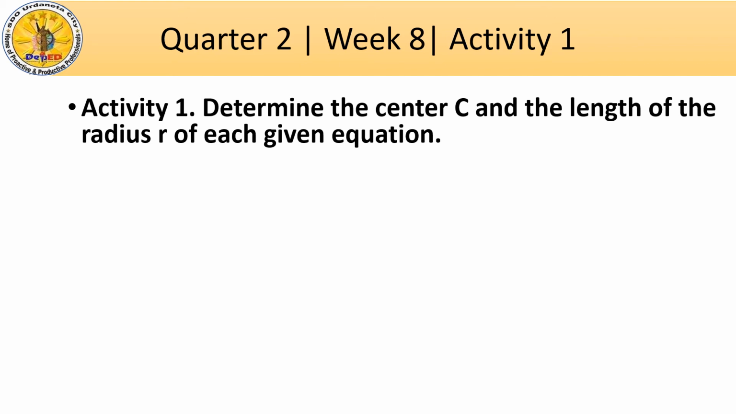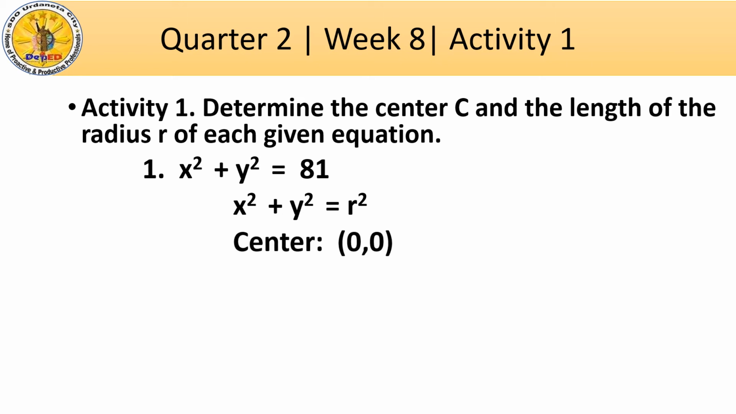Now, let us determine the center C and the length of the radius R of each given equation. Activity 1, number 1, x squared plus y squared is equal to 81. So, using your equation where C is 0, 0, we have x squared plus y squared is equal to r squared. Therefore, the center is 0, 0, and the radius is equal to 9.